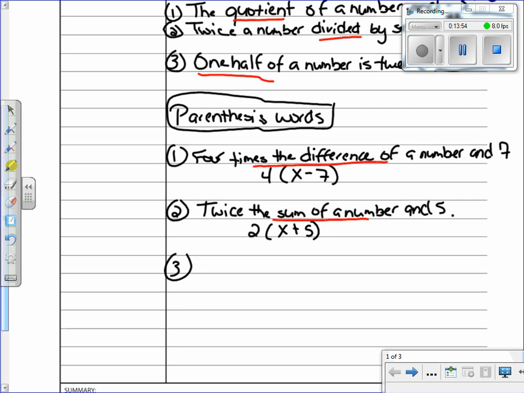Another example. 5 times the sum of a number and 2. So this would be 5 times the quantity of x plus 2.